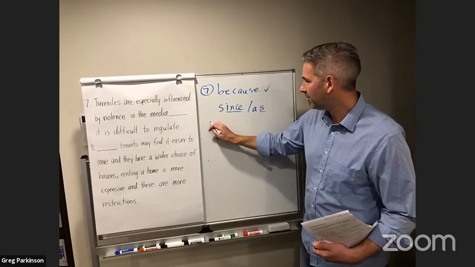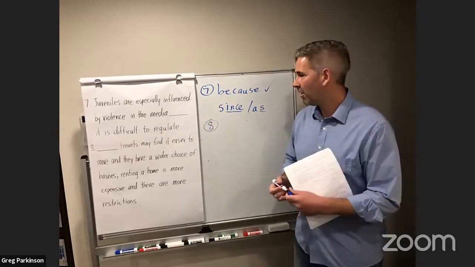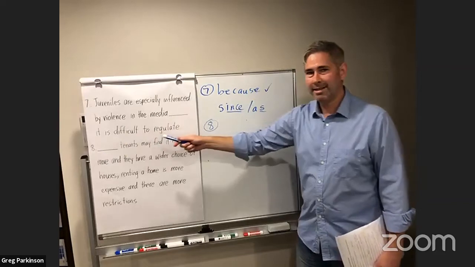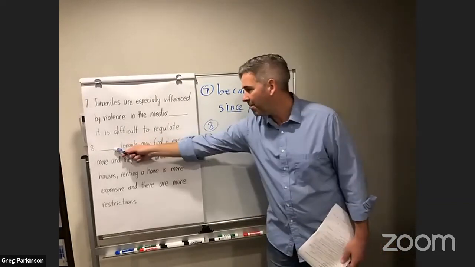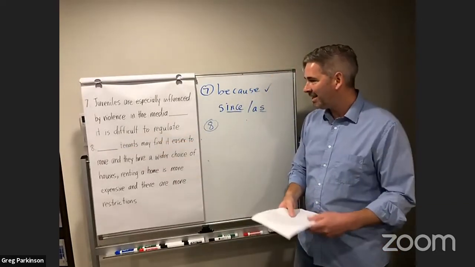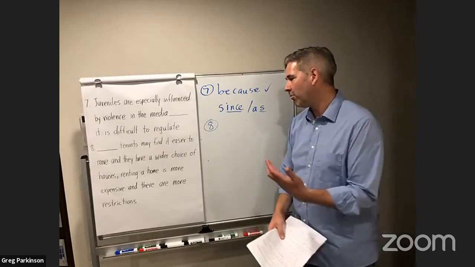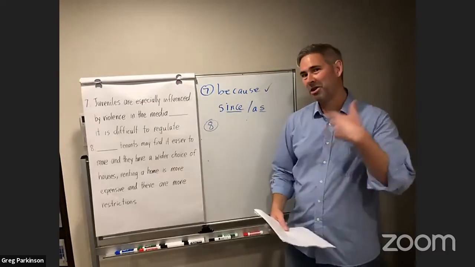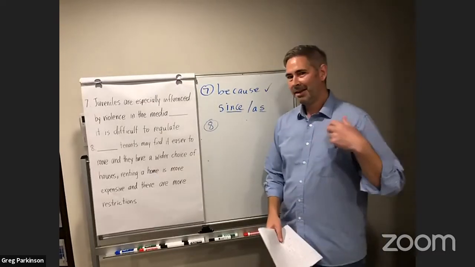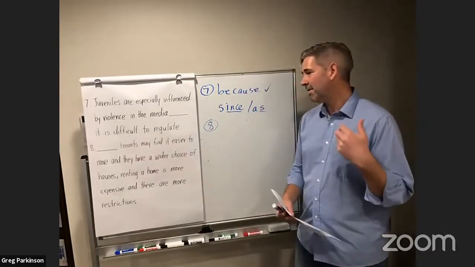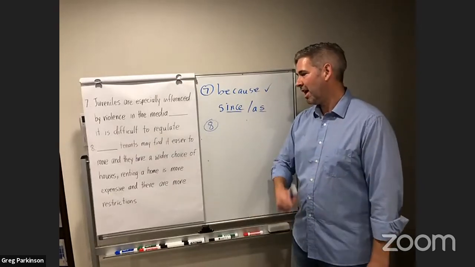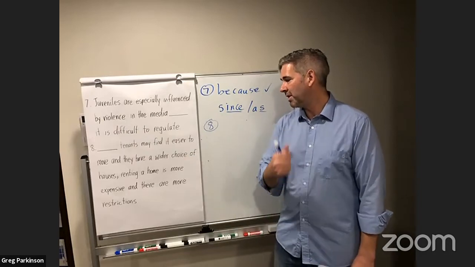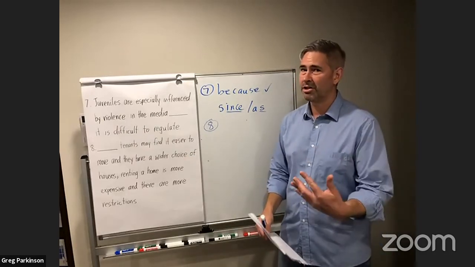Number 8. We're missing a subordinator here. Tenants may find it easier to move and they have a wider choice of houses. Renting a home, so I'll give you the correct intonation: something, tenants may find it easier to move and they have a wider choice of houses. Renting a home is more expensive and there are more restrictions, right?